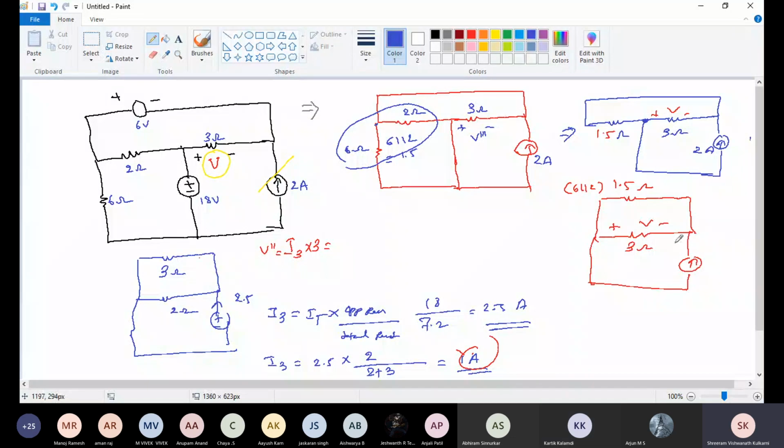Current direction in the 3 ohm resistance: see, current is flowing like this. Here we need to find this I3. Now I3 is equal to total current 2 ampere times opposite resistance 1.5 ohm, divided by total resistance 3 plus 1.5. I'll get I3 as 0.666 ampere.